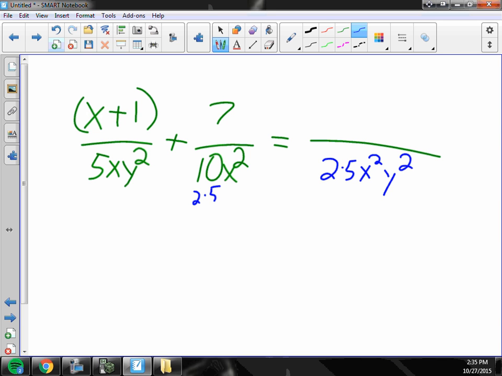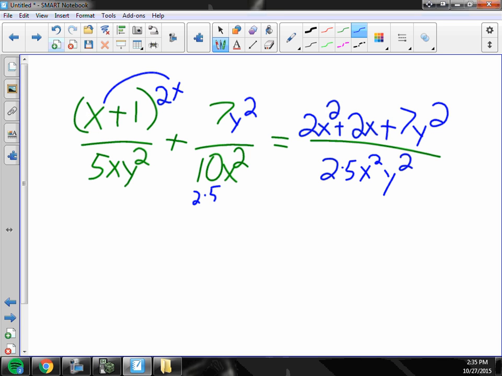Does everybody get that? So what does the left side need? It's missing an x and a 2. So I'm going to times this by 2x. What does the right side need? Y squared. So that would be 2x squared plus 2x plus 7y squared.